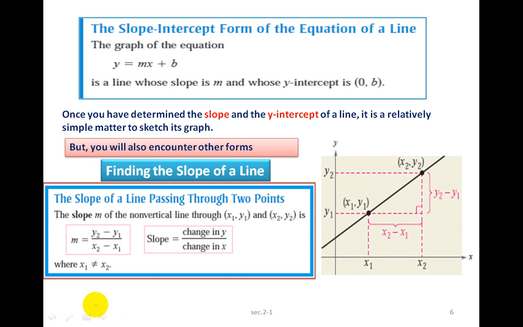This is talking about how to calculate a slope. Calculating a slope is change in y over change in x, or y2 minus y1 over x2 minus x1. But pay attention, x1 is not supposed to equal x2. So this is the way we will calculate our slope. We'll have examples on this.